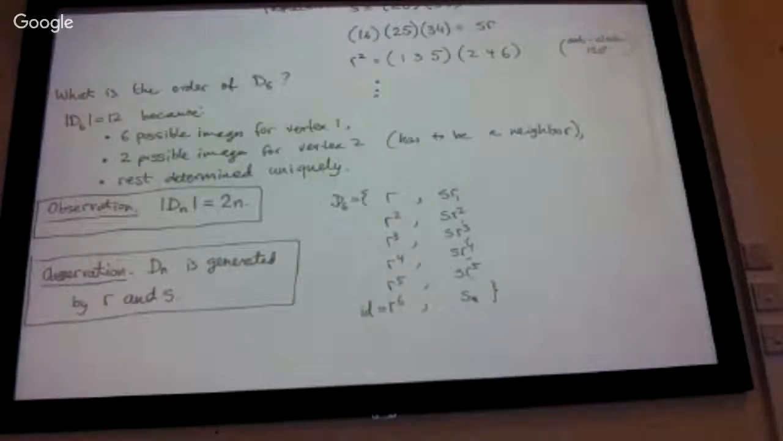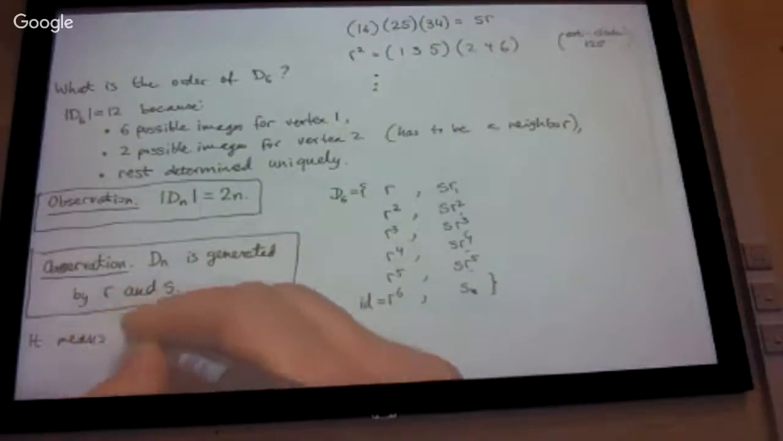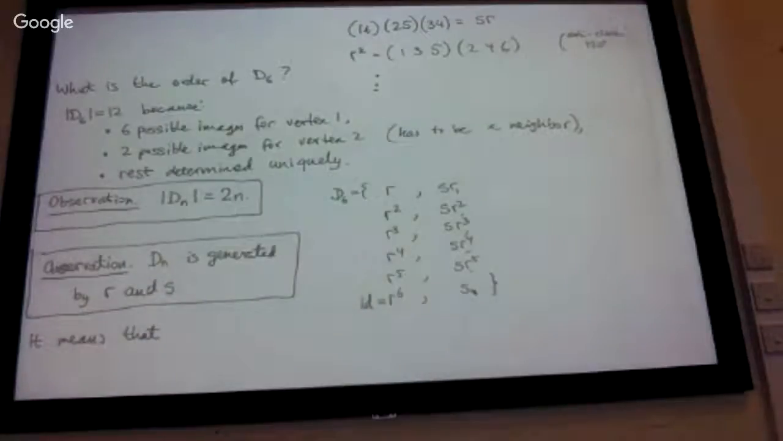Well, we said what it is to be generated by one element. I'm not entirely sure whether we actually said what it means to be generated by two elements. So what this means is, if you're taking R's and S's and their inverses and multiplying them, all you ever get is Dn and the whole of Dn.